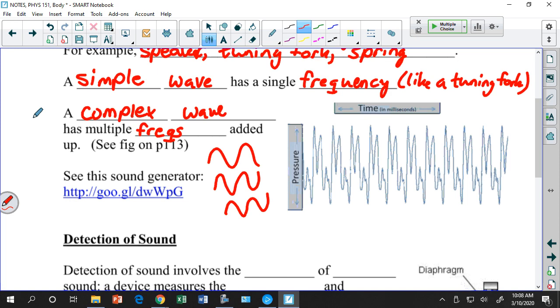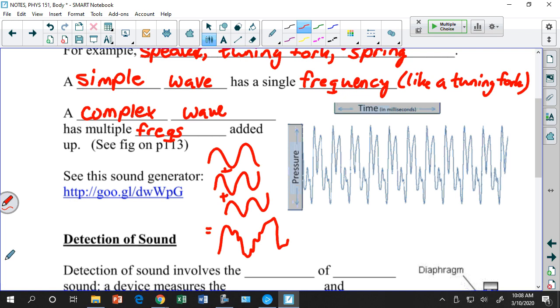Then you can get a more complicated wave that might have more frequency variations within it. So it's more of a complex wave. A complex wave just has lots of frequencies that are mixed up within it.